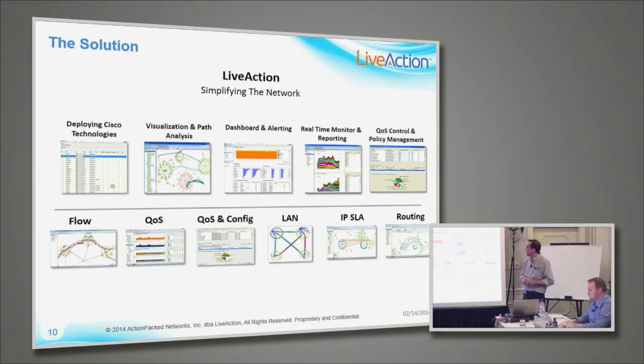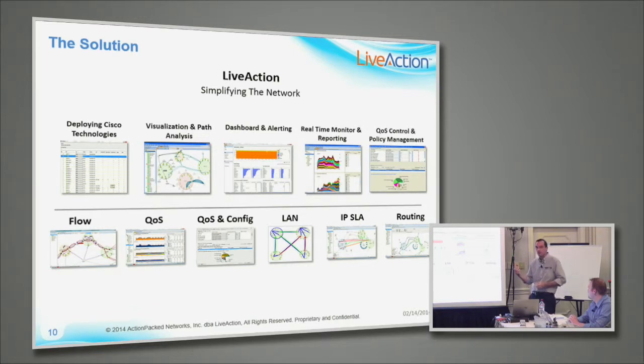So at the high level, at the top, you'll actually see all the different capabilities that we provide. Like I mentioned, deploying Cisco technologies. And during the demo, I'll show you in detail some of the things that we do there. But the unique capabilities are visualization and doing path analysis, so really understanding your network. And we do the usual things that all the other products do, like dashboard and alerting, real-time reporting, and the QoS control. But at the bottom, you'll see the different dimensions that we work with.